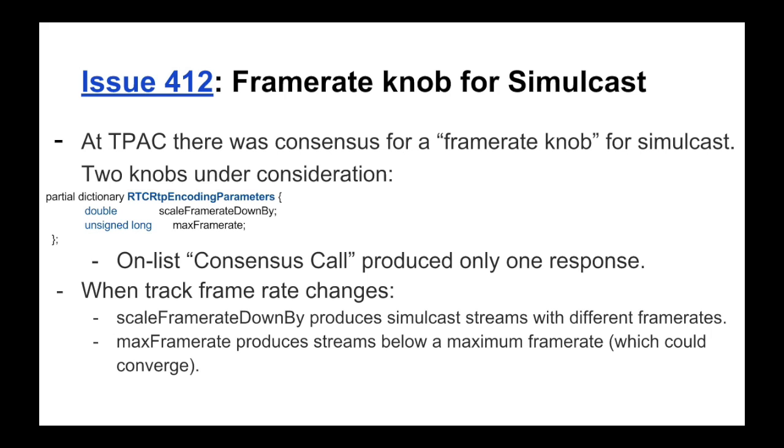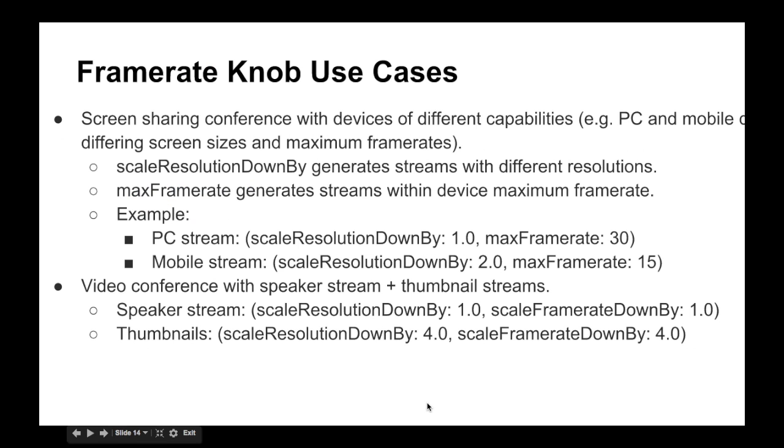So I think the difference between these two knobs is that scale frame rate down by always produces simulcast streams with different frame rates, because they're always in the relationship of the scale down. Whereas max frame rate produces streams always below a maximum frame rate, but it's possible those two frame rates could converge, like if the frame rate produced by getUserMedia is actually below both of the multiple maximums. Next slide.